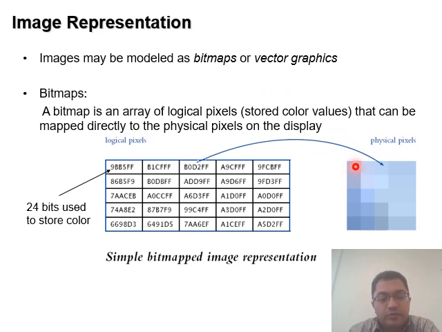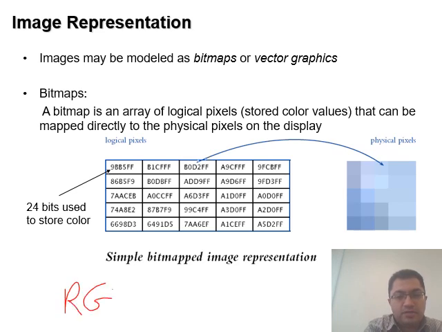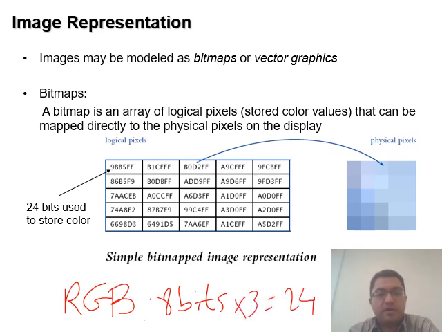Now, given that this is a colored image, we normally use the RGB representation, where each one of the red, green, and blue components is represented with 8 bits, which means that in total you have 8 bits for each component multiplied by 3. You get a 24-bit representation for each pixel. The first 8 bits represent how much red we have in that pixel. The second 8 bits represent the green, and the third 8 bits represent the blue.